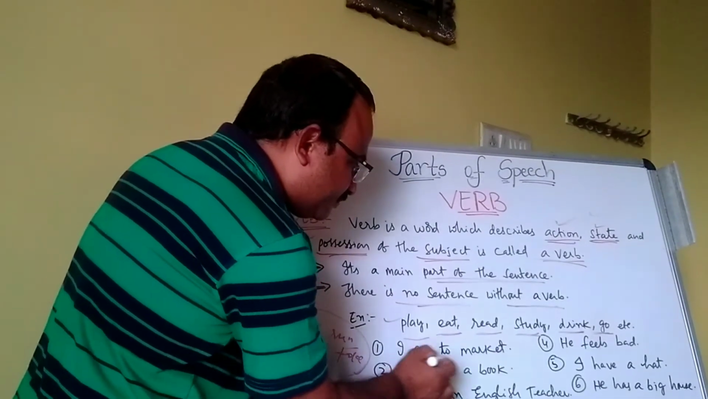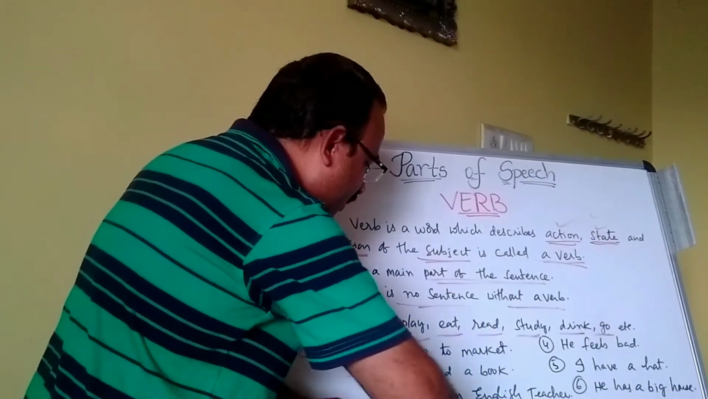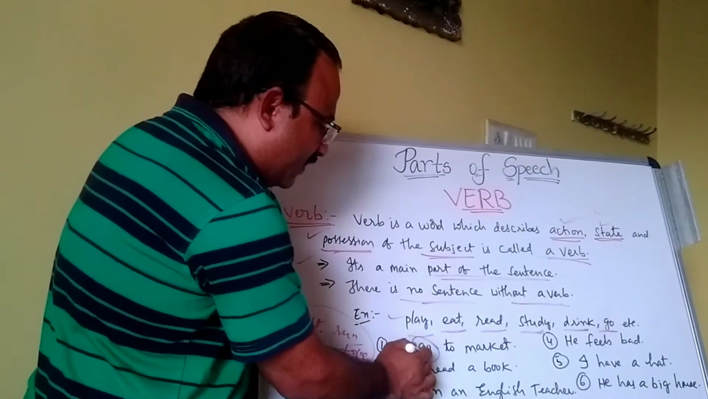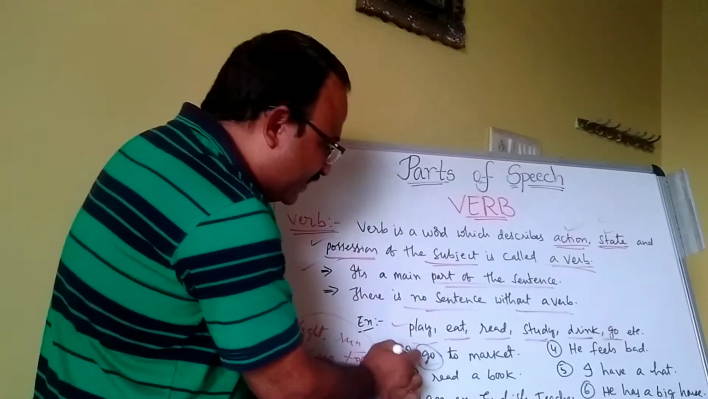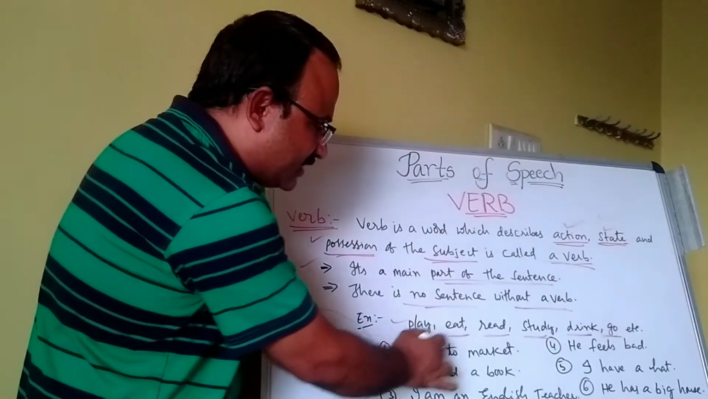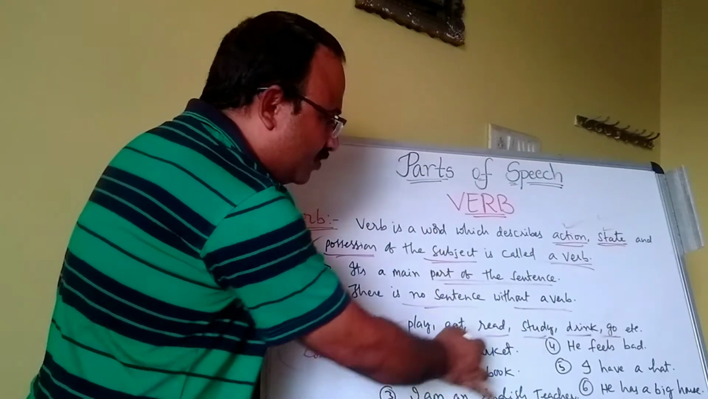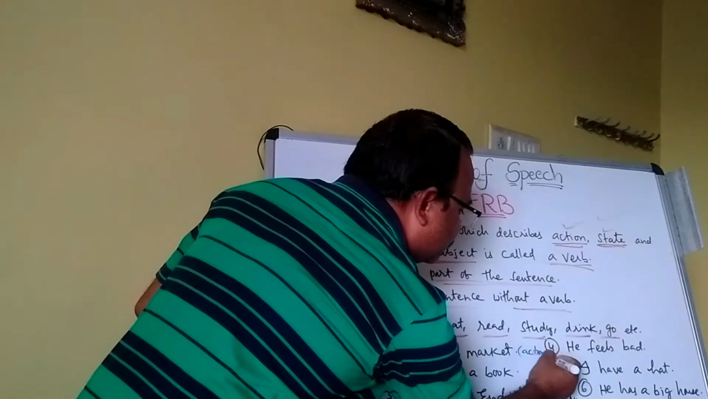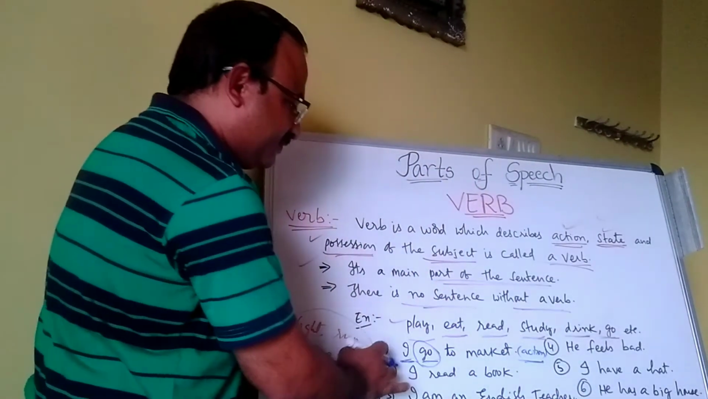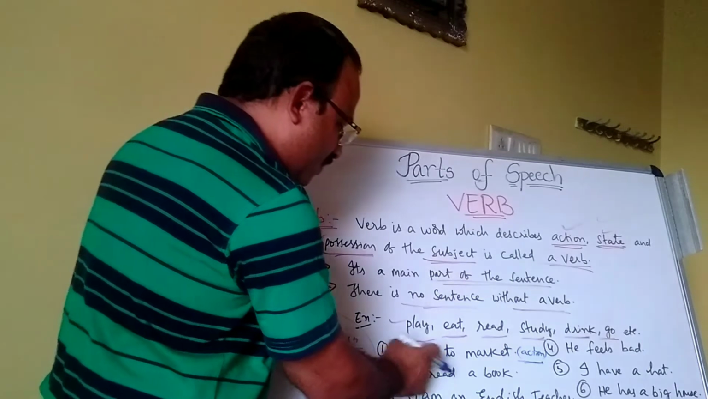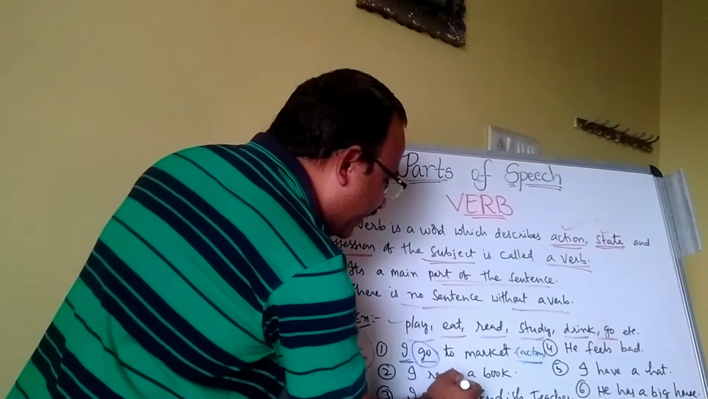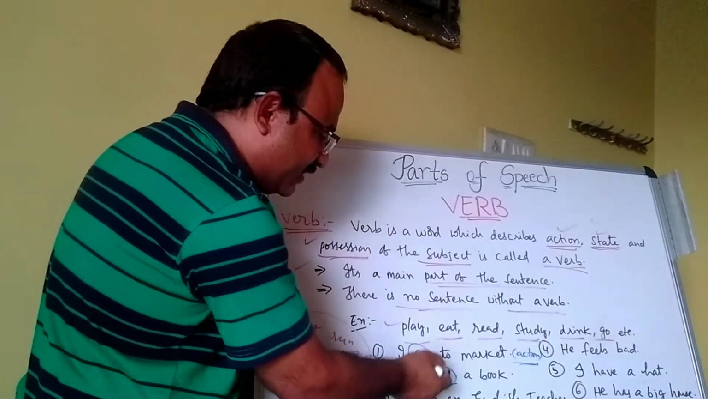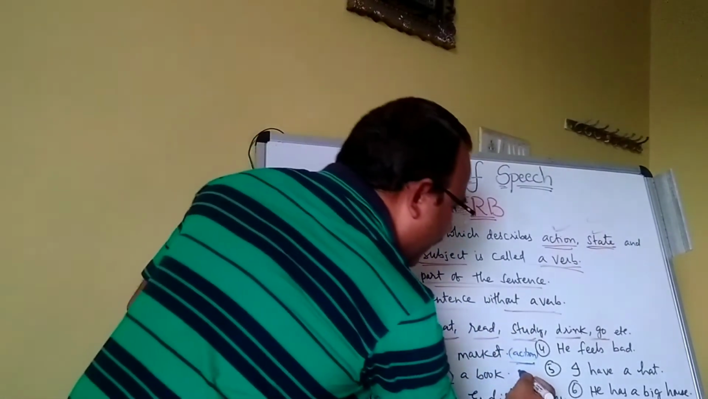Now, I go to market. Here, go is an action, the action of the subject. Go to market, it's an action. Here, I read a book. Read is also a physical action, the action of the subject.